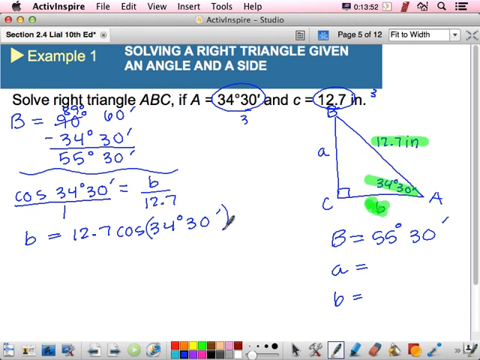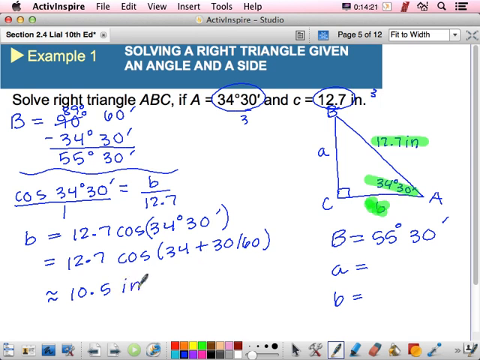So we're going to have to put that in our calculator because that's not on our unit circle. Make sure you're in degree mode. And then what you're actually going to type in is 12.7 cosine of 34 plus 30 over what? 60. 60, yeah. Okay? Now you're going to get that answer and you're going to round it to 3 significant digits. 10.5. 10.5 what? Inches. Inches, okay?